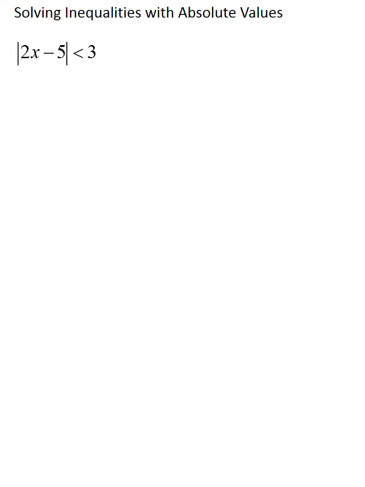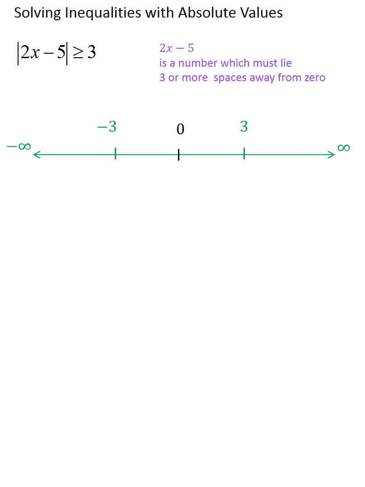Let's now modify this problem by changing it to a greater than or equal to and see what happens. 2x minus 5 is again some number, and the absolute values indicate its distance from 0. So this inequality is saying the distance from 0 has to be greater than or equal to 3. In other words, 2x minus 5 is some number that must be 3 or more spaces away from 0. Let's see what that looks like.